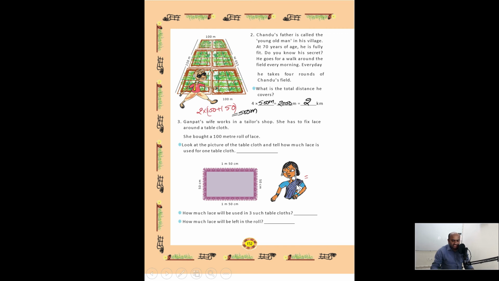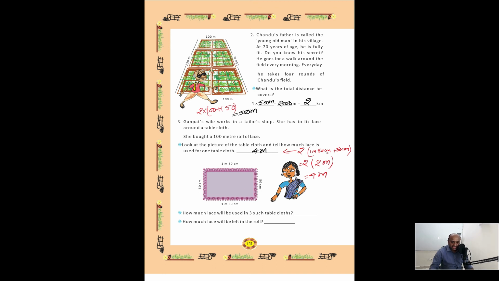So how much lace will be used in 3 such tablecloths? Okay, so the answer is 4. How did you get the 4? We will see the calculation here. So 2 into 1 meter 50 centimeters, this side, plus 50 centimeters. I am not doing anything else here. I am adding, it is just like adding all the 4 sides. Okay, but because they are repeated, we are doing multiplication.